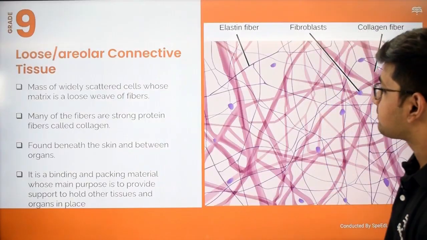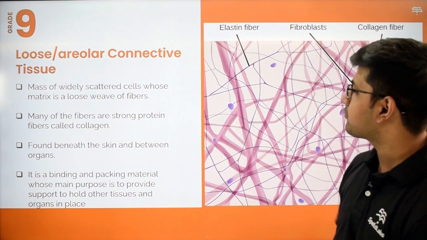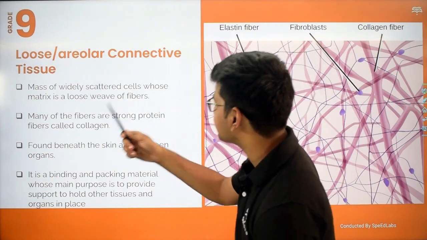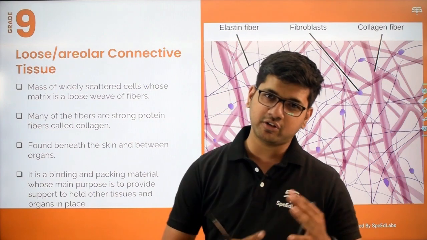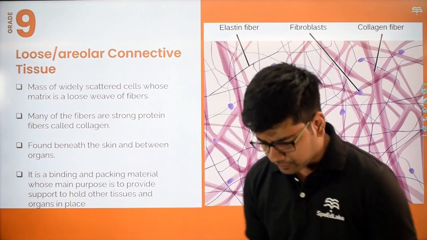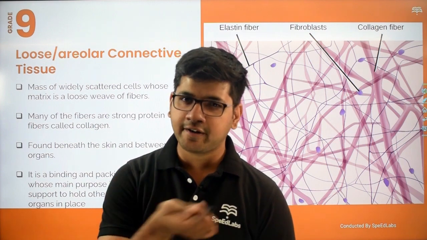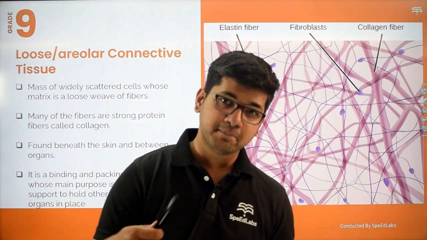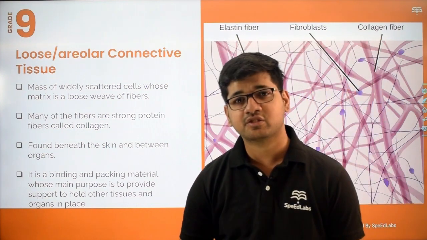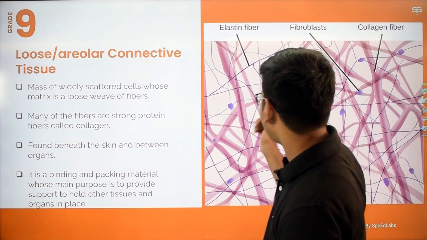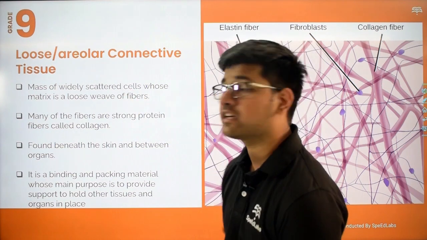Okay, so in the sequel of connective tissue, we have firstly loose or areolar connective tissue, in which a mass of widely scattered cells, whose matrix is loose, woven, or you can say intercrossed between each other. Like you have seen the weaving mats or woven mats through which hand fans or chatais are made, you can imagine the structure of that. That's how these fibers interlock between each other and form the loose or areolar connective tissue.